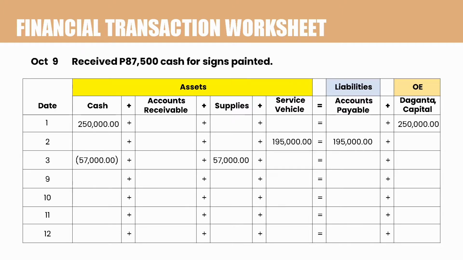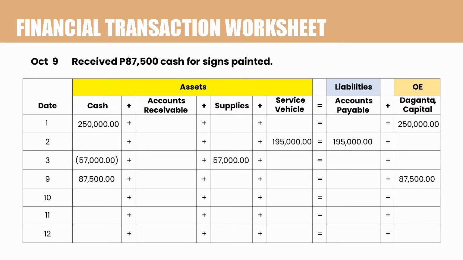So, October 9 naman tayo, received 87,500 cash for signs painted. Okay? So, nag-paint daw tayo ng mga signs at naka-receive tayo ng 87,500 for that service na ginawa natin. So, saan siya mapupunta? So, we have here 87,500 under cash and 87,500 under our Daganta Capital na column.